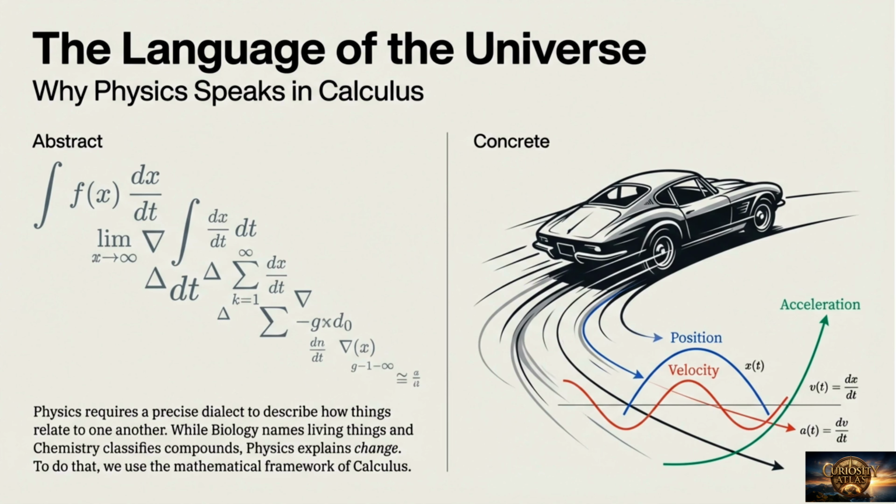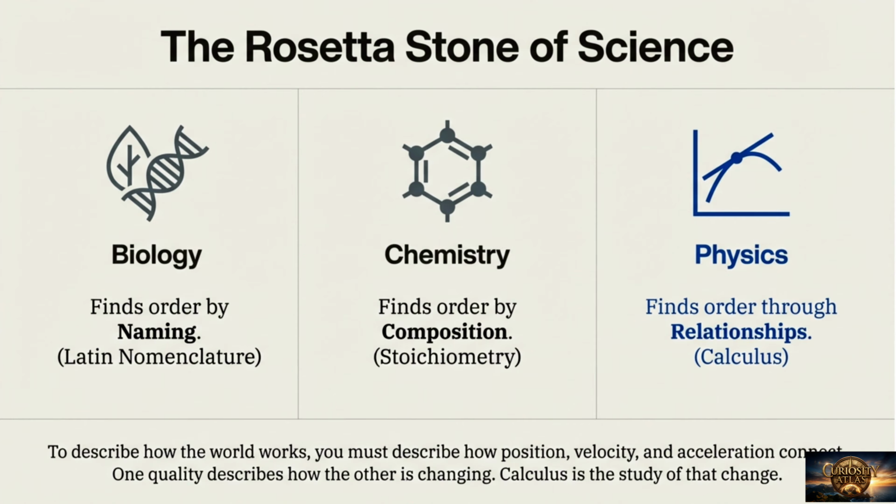Physics requires a precise dialect to describe how things relate to one another. To explain change, we use the mathematical framework of calculus, which connects abstract concepts to concrete measurements like position, velocity, and acceleration. While biology finds order by naming and chemistry by composition, physics finds order through relationships. Calculus is the study of how position, velocity, and acceleration connect, as one quality describes how the other is changing.